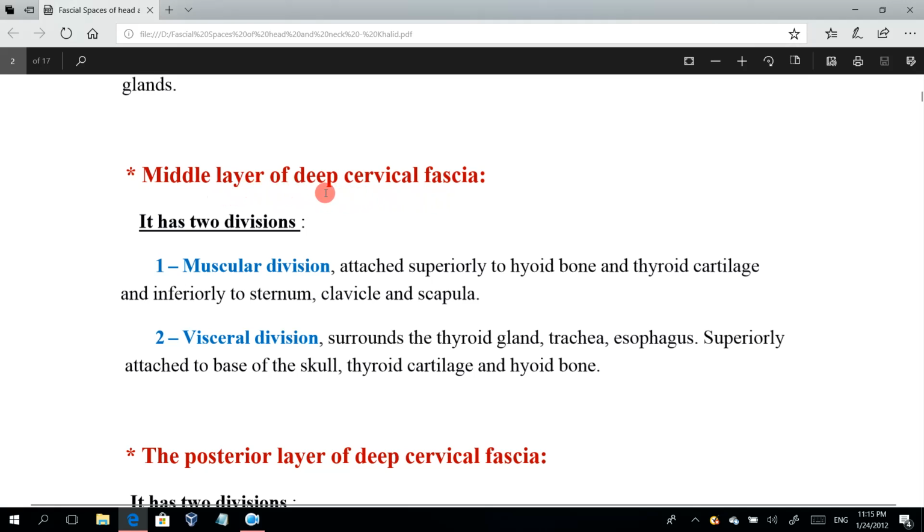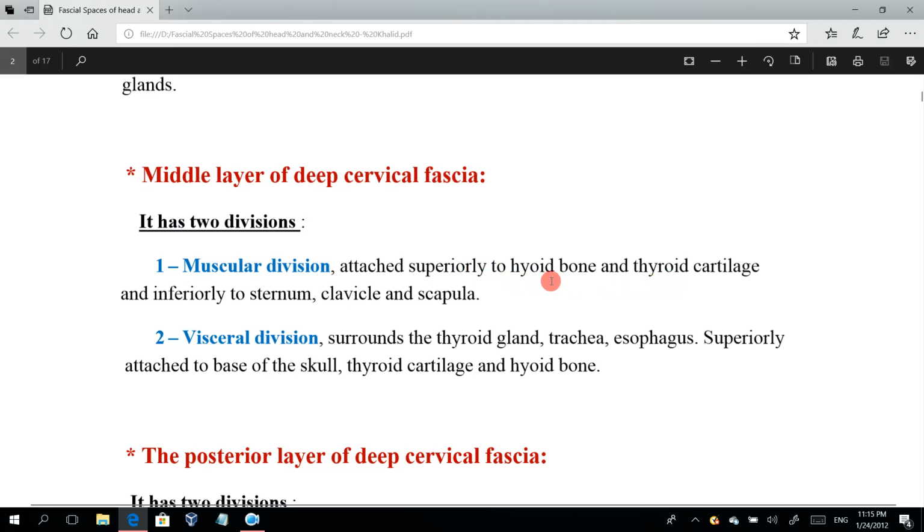This middle layer of deep cervical fascia has two divisions, the muscular division and the visceral division. Why is it called muscular division and visceral division? Muscular division because it envelops muscles, the infrahyoid muscles. So this muscular division attached superiorly to the hyoid bone and thyroid cartilage.